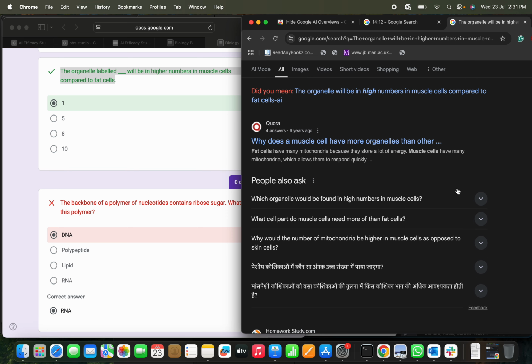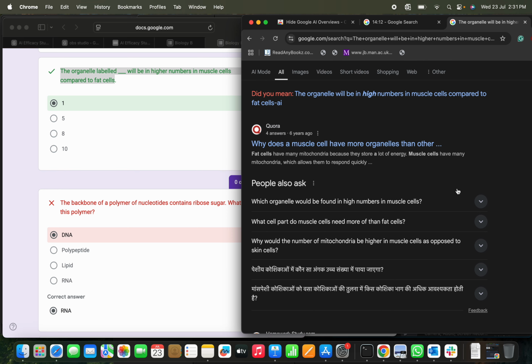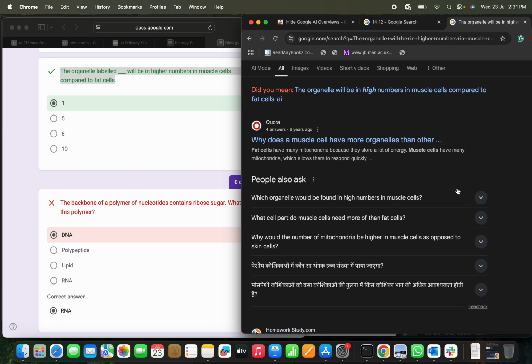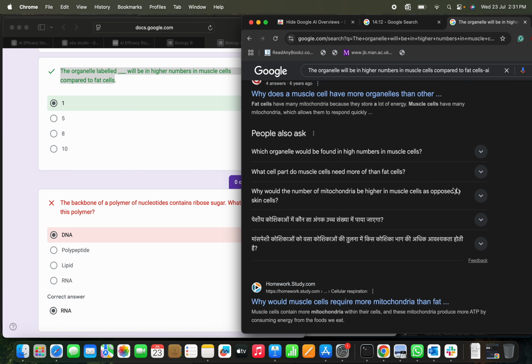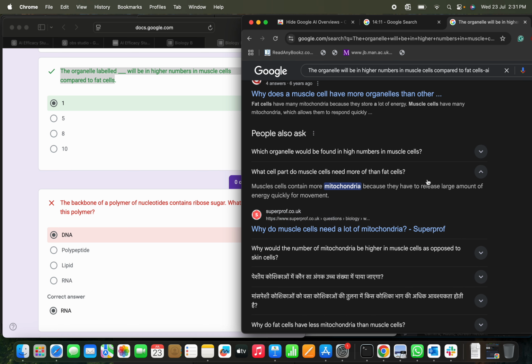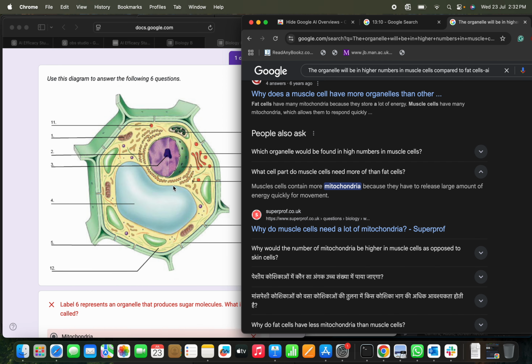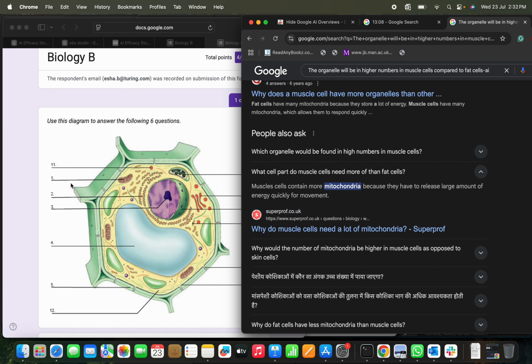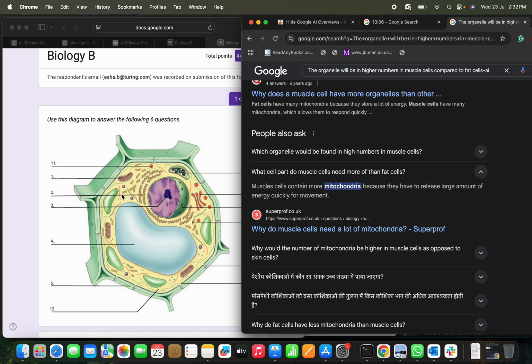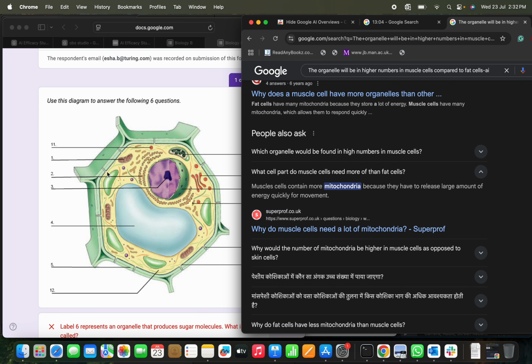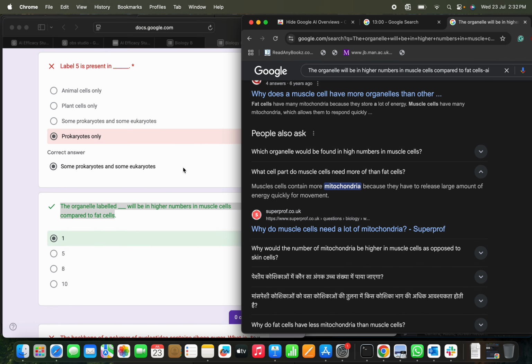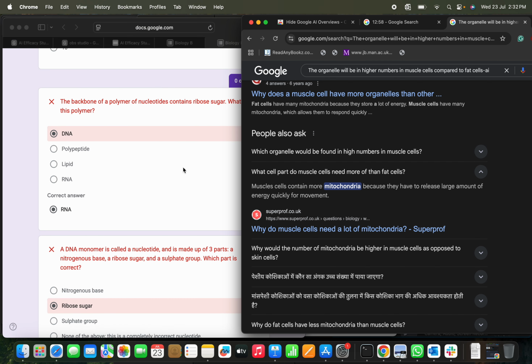Why does the muscle cell have more organelles? The organelle labels. These cells need more mitochondria because they have to really run. Okay, so the whole thing is labeled. This is the mitochondria. Oh, these two things actually look similar, but they are different. They are green and so. Okay, so this is also new for me.